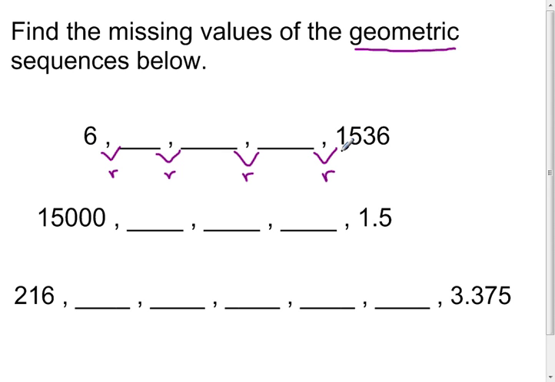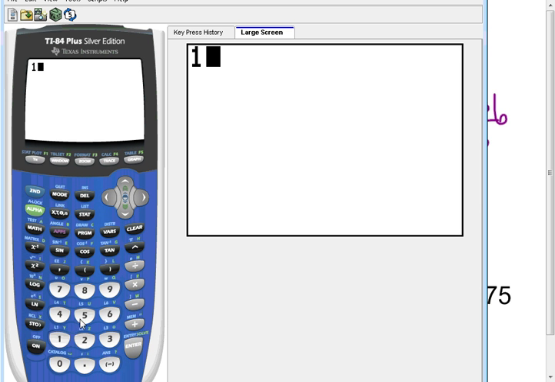Okay, so let's set up an equation. We're going to do 6 times r times r times r times r, so 6 times r to the 4th, which will give you this number, 1536. Let's solve this. We divide by 6, and we get r to the 4th equals, and I'll bust out my trusty calculator, 1536 divided by 6, and I get 256.